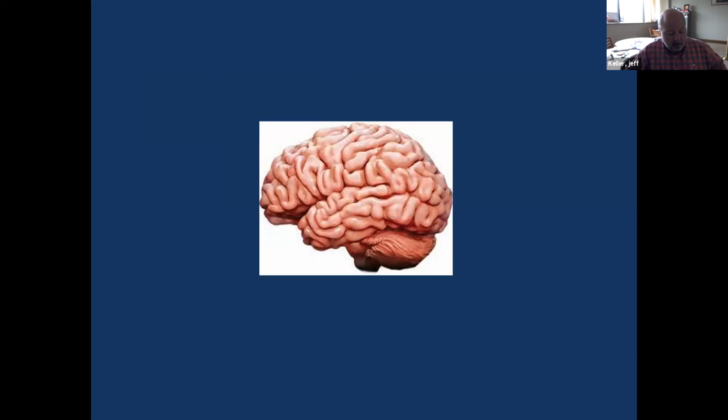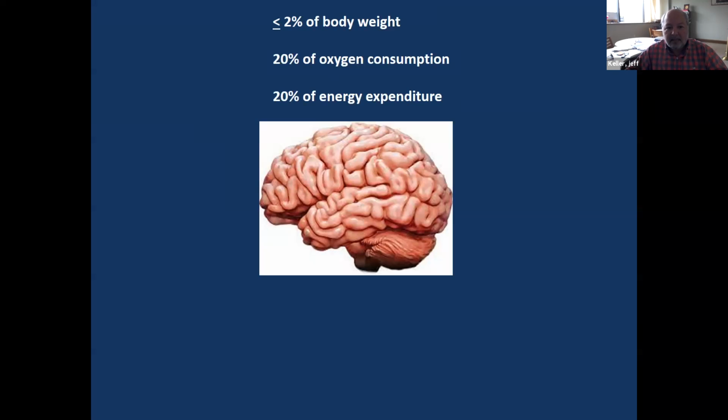So all of this deals with the brain, which you see here. It's about a 2-pound mass between our ears that pretty much does everything. It's responsible for only 2% or less of our body weight, yet it consumes 20% of the oxygen that we use on any given day. And it's responsible for 20% of our energy expenditure. So even when we're sitting there doing nothing, we're doing a lot because of our brain.